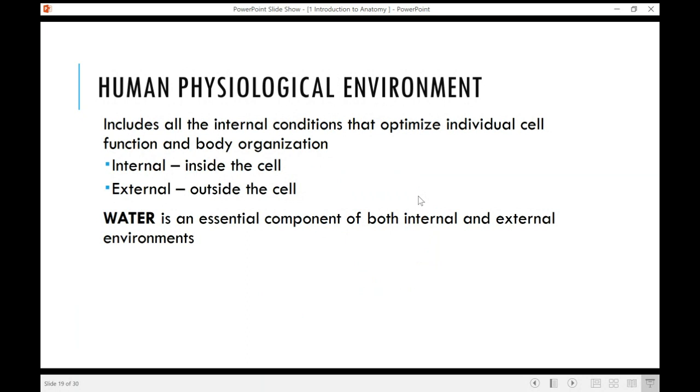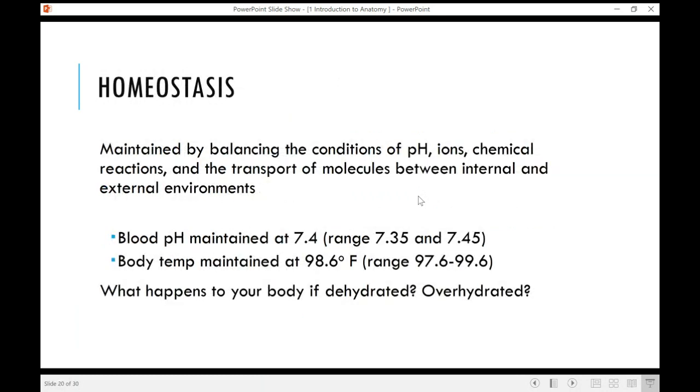So our human physiological environment includes all of our internal conditions, and those internal conditions have to be optimized so that our individual cells can function and that our body can remain organized. When we say internal, we're usually talking about what's happening inside of a cell, an individual cell. And when we say external, we're talking about outside of the cell. We're not necessarily talking about outside of the body itself. Water is an essential component of both our internal, or inside the cells, as well as the external, or outside of the cells, environment. And the goal of our body is almost always homeostasis.